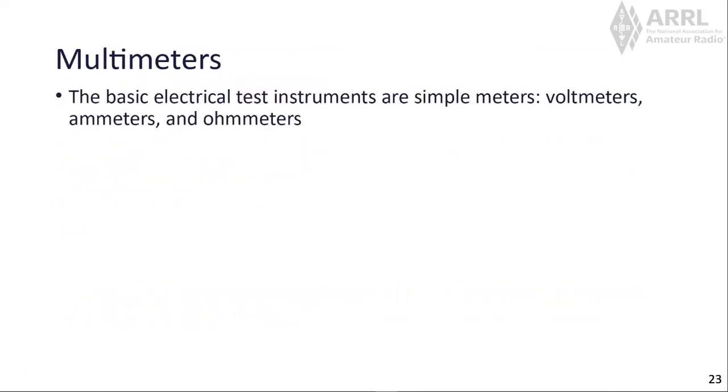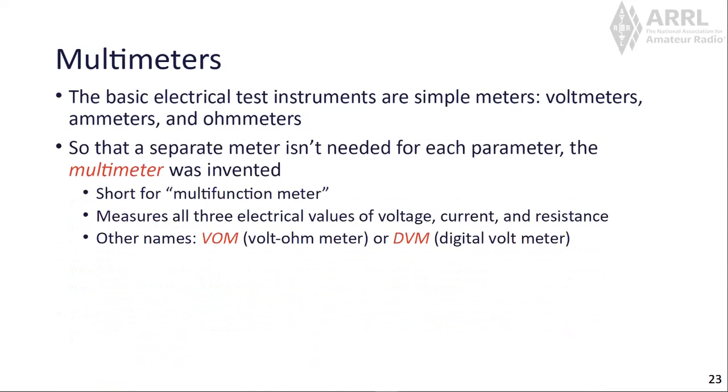The basic electrical test instruments are simple meters: voltmeters, amp meters, and ohm meters. So that a separate meter isn't needed for each parameter, the multimeter was invented. That's short for a multifunction meter. It measures all 3 electrical values of voltage, current, and resistance. It doesn't do them all 3 at the same time, but it has the ability to measure all 3 parameters. Other names are volt ohm meter or DVM, which is a digital voltmeter.